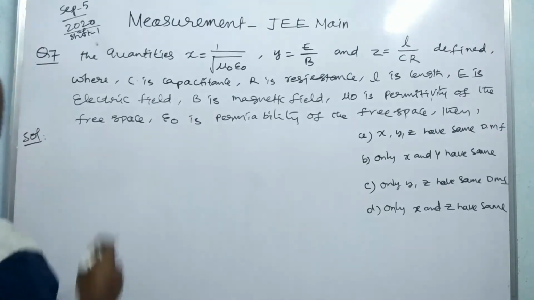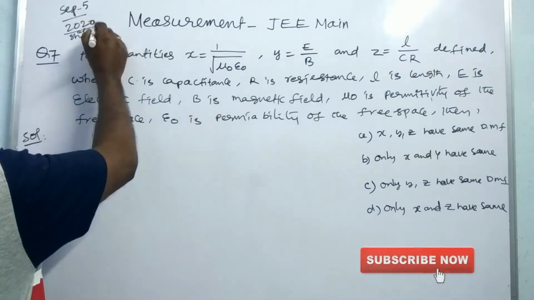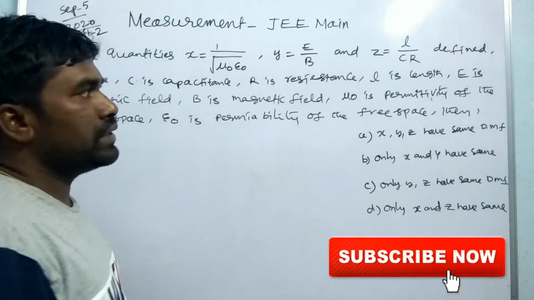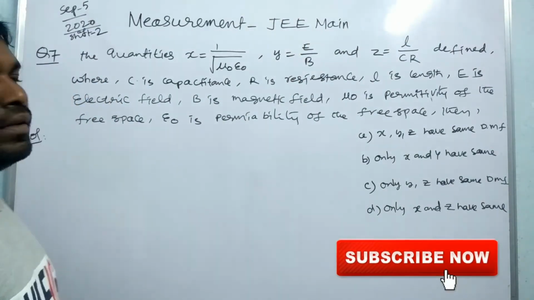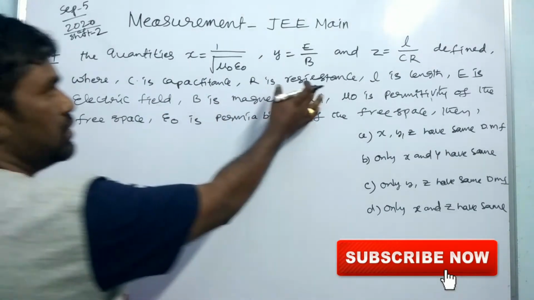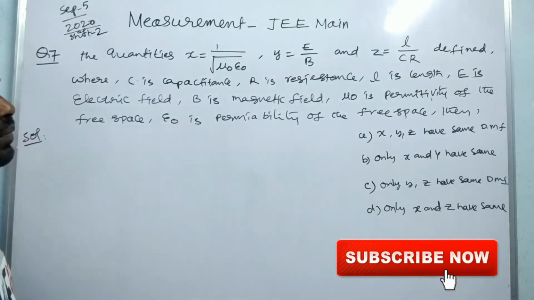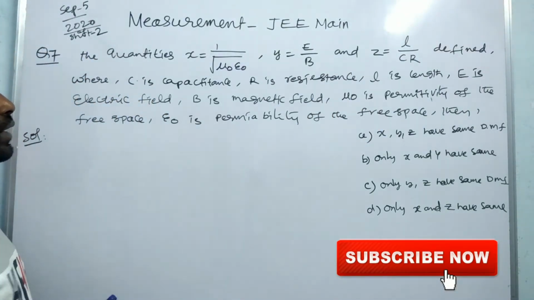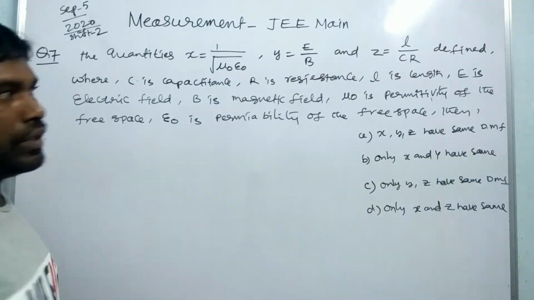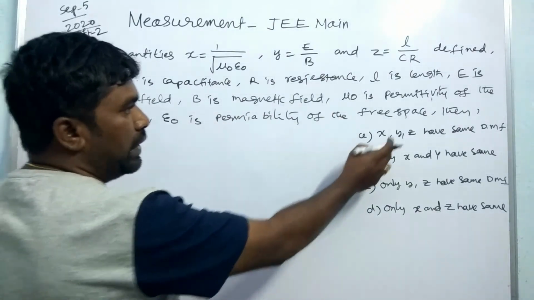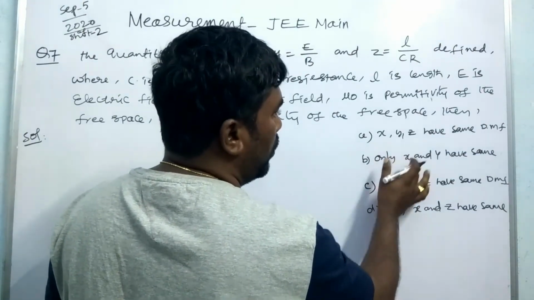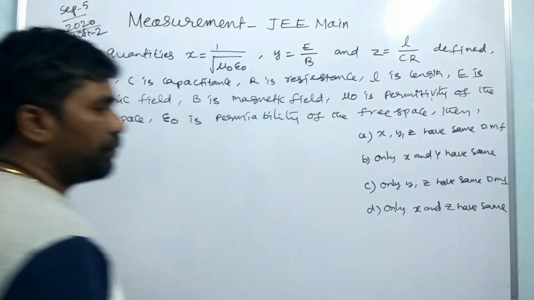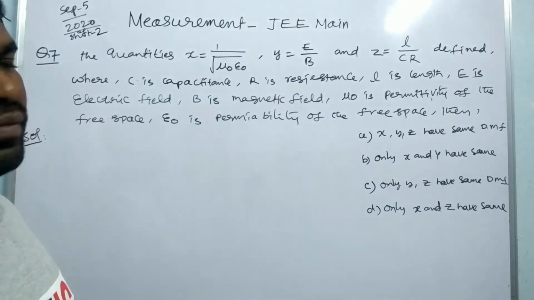Right, this is another question, which was asked in September 5, shift 2. The quantities x is equal to 1 by under root of mu naught epsilon naught, y is equal to E by B, and z is equal to L by CR. Defined as C is capacitance, R is resistance, L is the length, E is electric field, B is magnetic field, where mu naught is permeability of free space and epsilon naught is the permittivity of free space. Then the options are: x, y, z have the same dimensional formula; only x and y have the same dimensional formula; only y, z have the same dimensional formula; only x and z have the same dimensional formula.